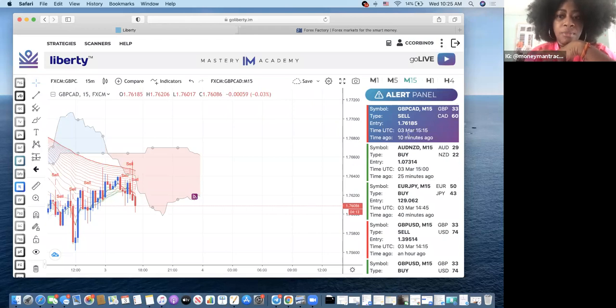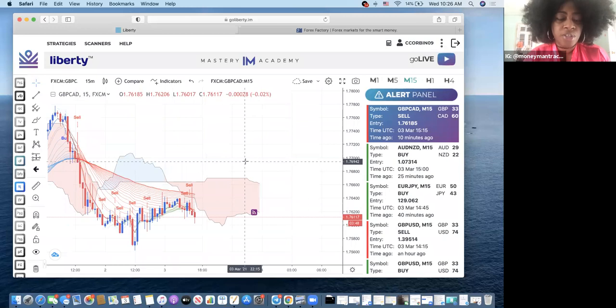Now, the cool thing about the alert panel is it'll literally tell you, oh wow, they updated this. It'll pretty much give you some trade ideas. So it says that, okay, on the M15, 10 minutes ago, GBP CAD was scanned for a sell, right? Now, the alert panel is helpful when you can match up with the time that it actually was updated. But if not, you can just disregard the alert panel and you can start to actually focus on your trade.